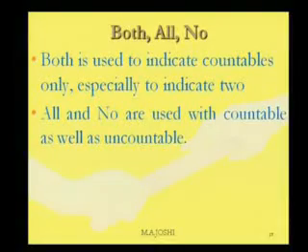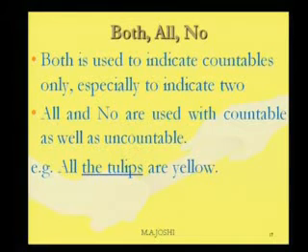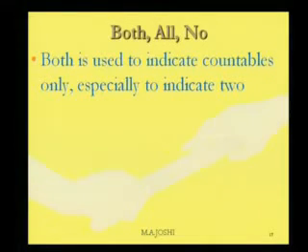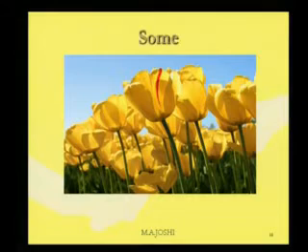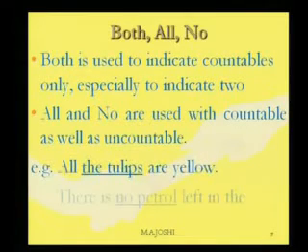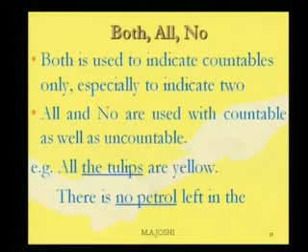All and no are used with countables as well as uncountables. For example, all the tulips are yellow. Here, this is the picture of tulip flowers, and all the tulip flowers are of yellow color. There is no petrol left in the tank. In the first example, with all, tulips are countable nouns. In the second example, with no, petrol is uncountable.